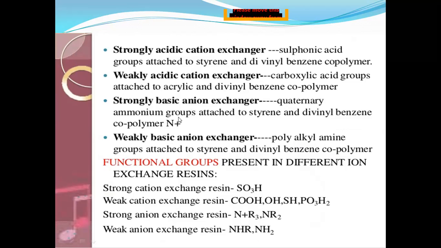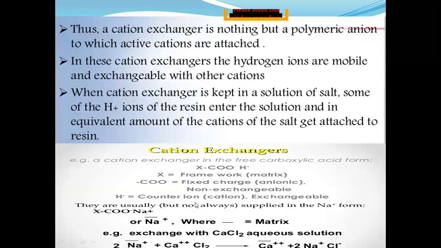Weakly basic means here we are taking only primary and secondary amines. Next, classification on the basis of functional group. Strong acidic cation: functional group is SO3H. Weak acidic: COOH. Strong basic: NR3 plus. Weak basic: primary and secondary amines, NHR.